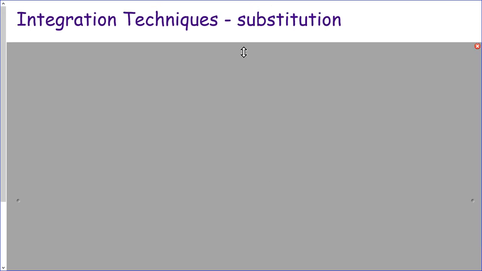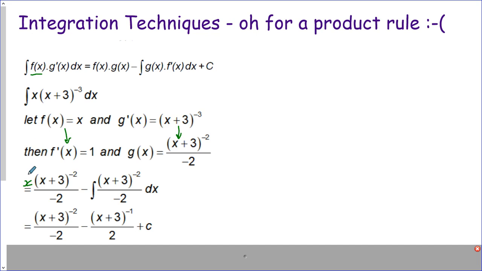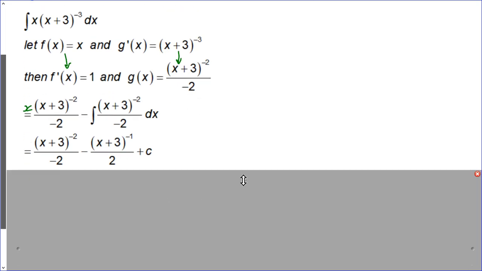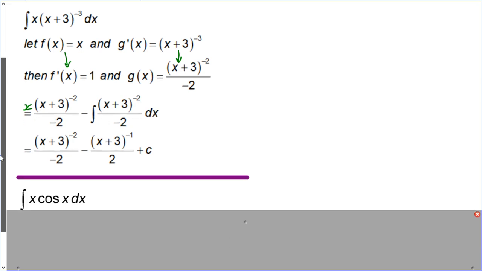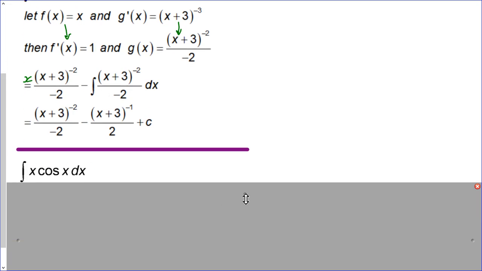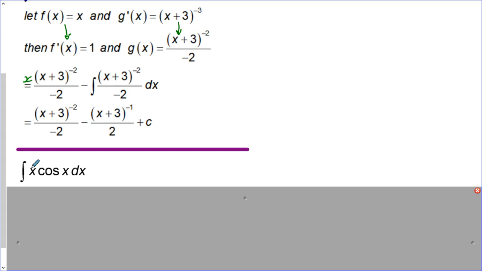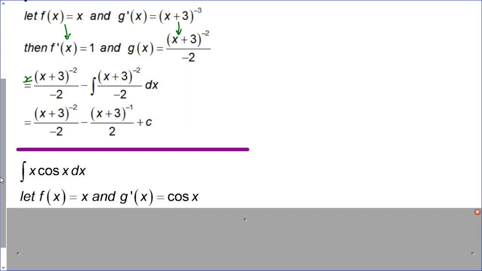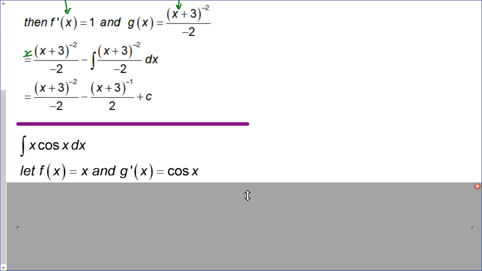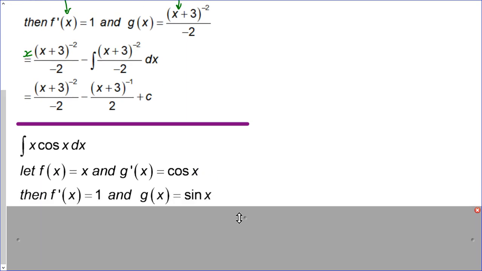Let's look at another example. So I'm just trying to see if I've got another example of this I have here. x cos x, right? I can quite easily differentiate or integrate either of these, but again, if I differentiate x, it simplifies. So I'm going to let f of x be x and g dashed of x be cos x. The integral of cos x is delightfully straightforward. It's just sin x, and the derivative of x is just 1.